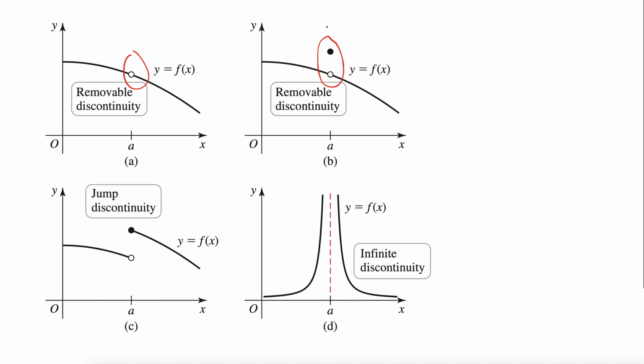Same thing with this second one. We have a point, but it's in the wrong place. But if we just moved this down and replaced the missing point, it would be fixed. So that's what we mean by removable discontinuity, easily fixable.